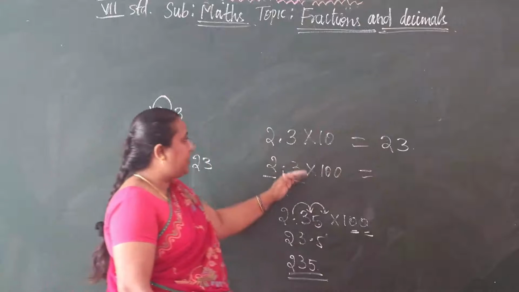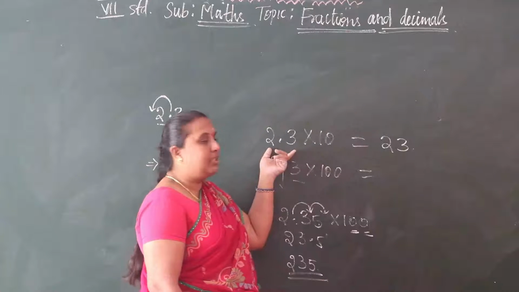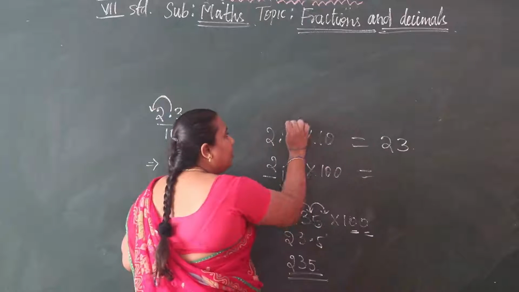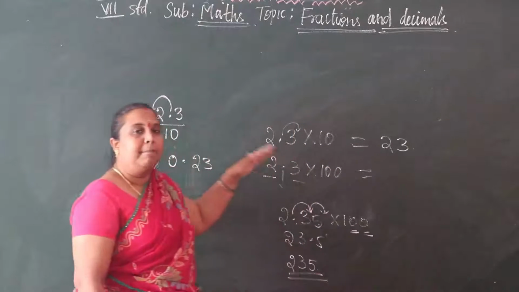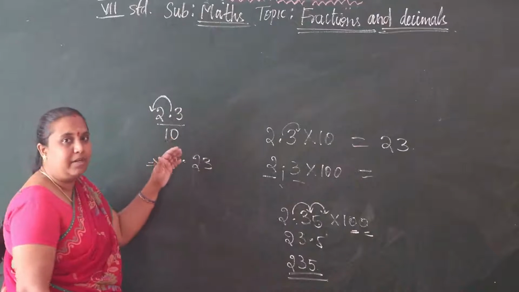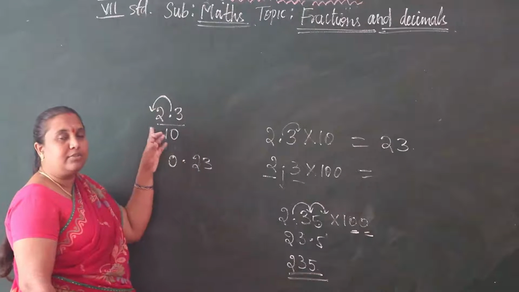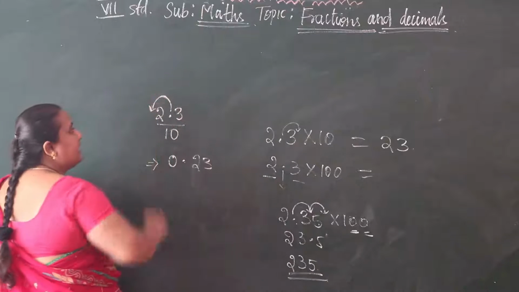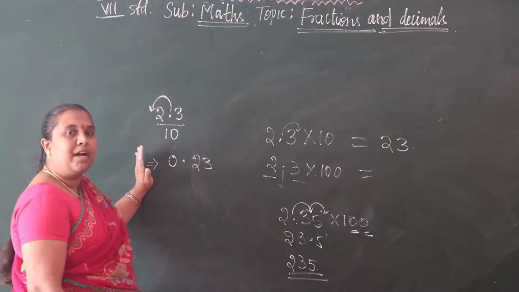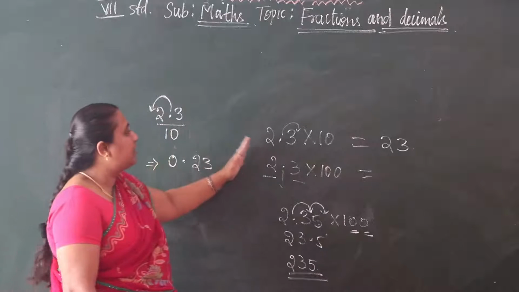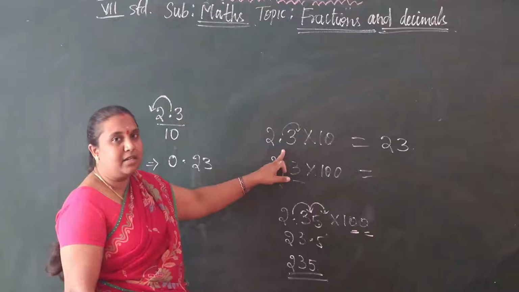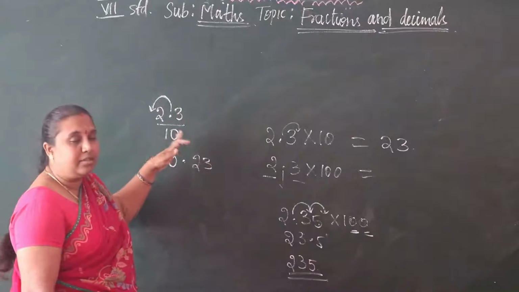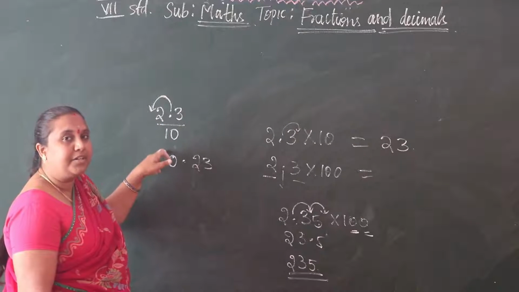0.23. In multiplication, when the decimal number is multiplied by 10, the decimal point is shifted to one side of the number. But in division of the decimal number by 10, the decimal point is shifted to the other side of the number. Understood, children? So these are the differences between multiplication of a decimal number by 10, 100 and 1000, and division of a decimal number by 10, 100 and 1000.